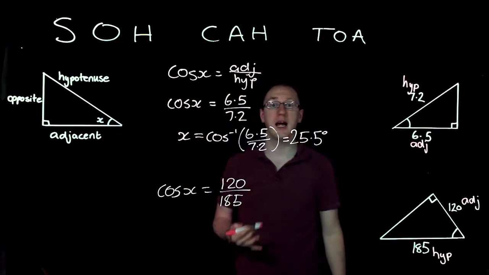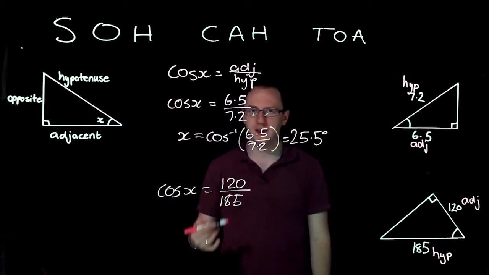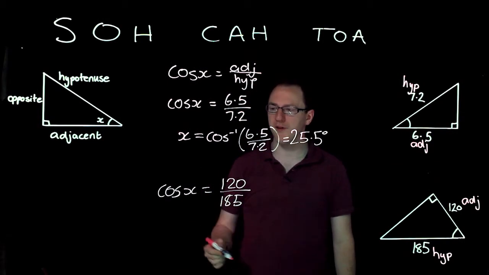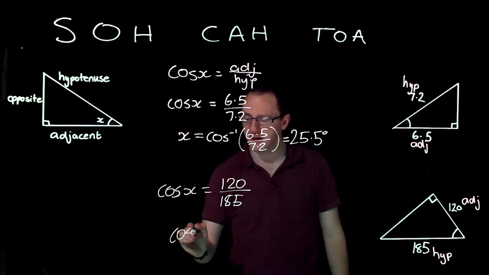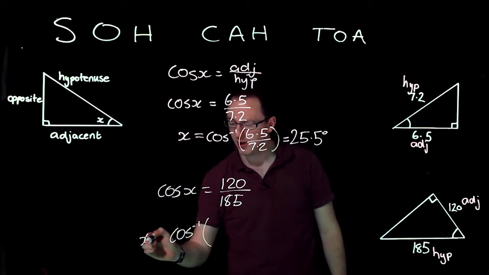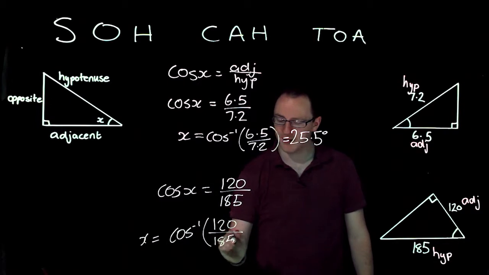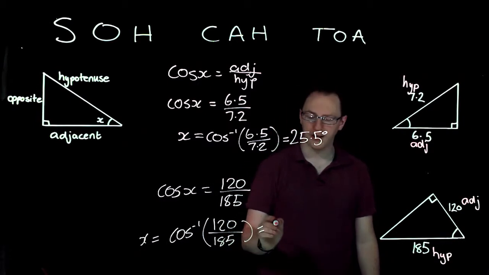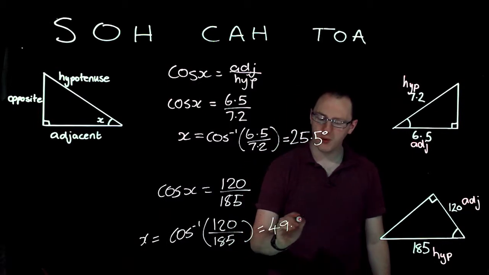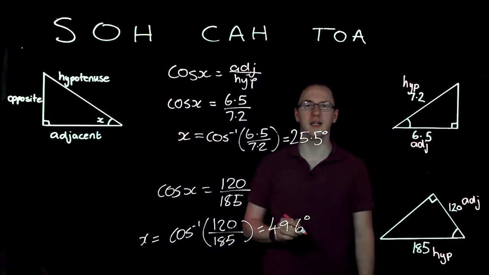I'm trying to find out an angle, so it's second function, shift, it's arc, it's inverse cos. So cos to the -1, x equals cos to the -1 of 120 divided by 185. And that'll give us an angle of 49.6 degrees.